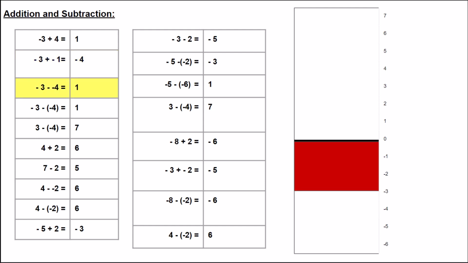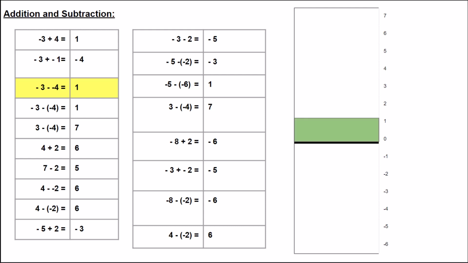But let's say we start out at negative $3, and someone comes to us and says, hey, I'm going to take away $4 of your debt. Because you're only $3 in debt, they pay off that $3 plus give you an extra $1 because they're taking away $4 of that debt. So now you have $1 again.